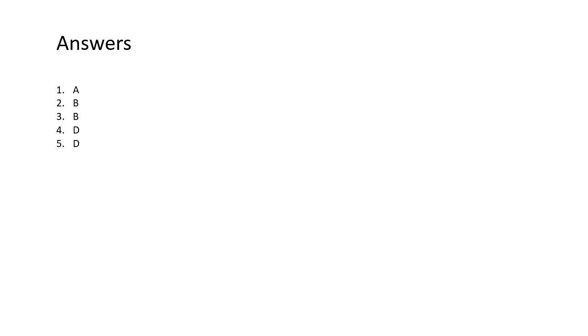So here we have our answer key. You may have been taught if you don't know the answer, just guess C. Well, guess what? You'd have got all the questions wrong because there were no Cs in this one. Question number 1 was A, question number 2 was B, question 3 was B, question 4 was D, and question 5 was D.